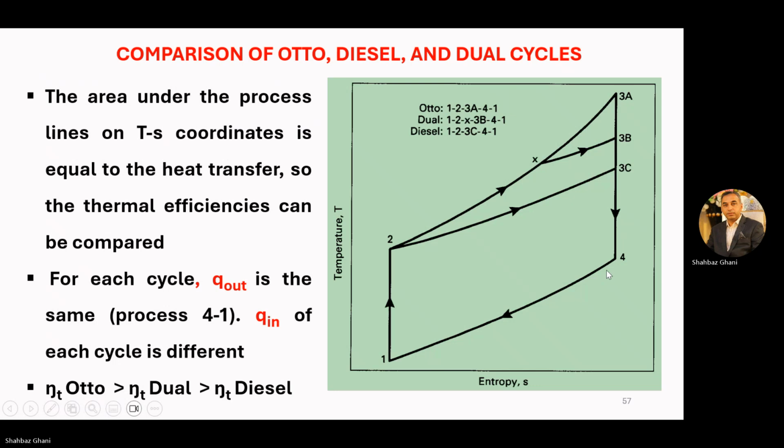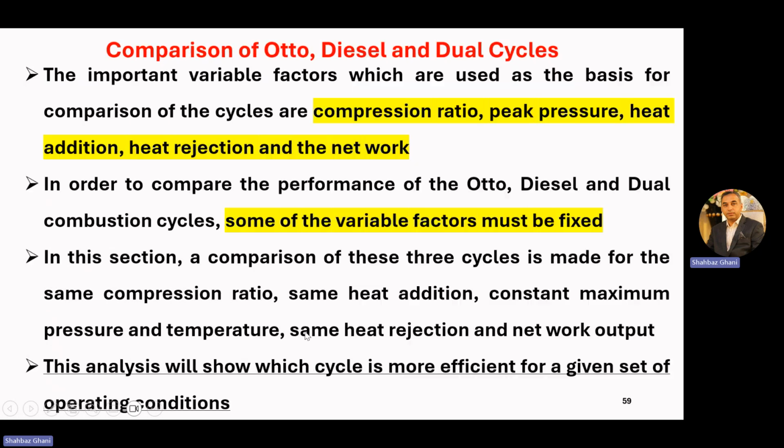Q out is the same for 4 to 1, but Q in, the process from 2 to 3A, 3B, or 3C, is different. So the thermal efficiency of the Otto cycle is greater than the thermal efficiency of the dual cycle, and the thermal efficiency of the dual cycle is greater than the thermal efficiency of the diesel cycle.